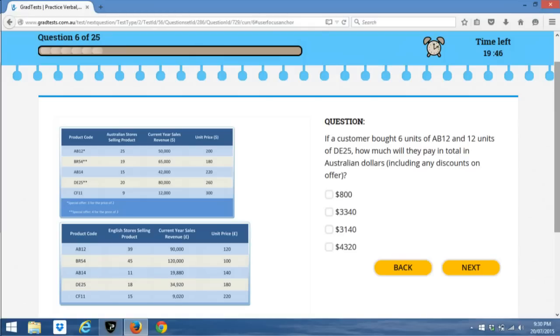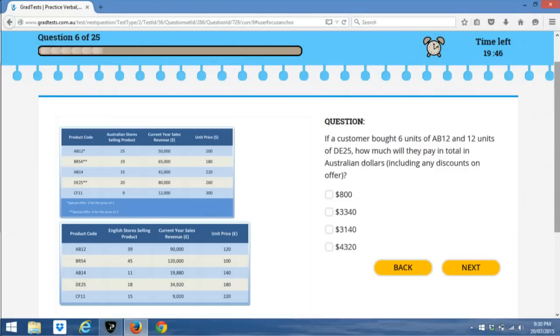You can also see, crucially, at the bottom of the first table, there's a couple of asterisks, and it indicates what they mean. One asterisk next to a product code means you get 3 for the price of 2. And if there are 2 asterisks, you get 4 for the price of 3. If you look at the second table, it's very similar, same products, same kind of information, but the currency is pounds instead of dollars, and there's no special offers.